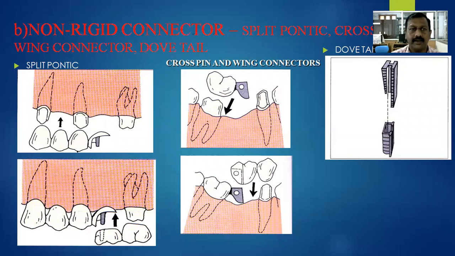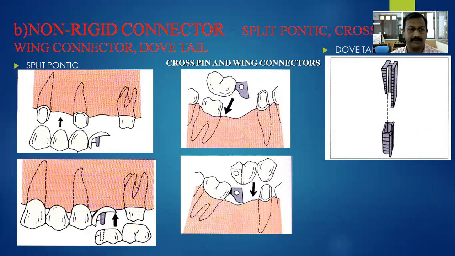Next is the non-rigid connector. Non-rigid connector means the connector area, the area in between the retainer and the pontic, will not be rigid. So some amount of flexion will be happening so that the abutment tooth will be safeguarded. There are different types: split pontic, cross pin and wing connector, and dovetail.